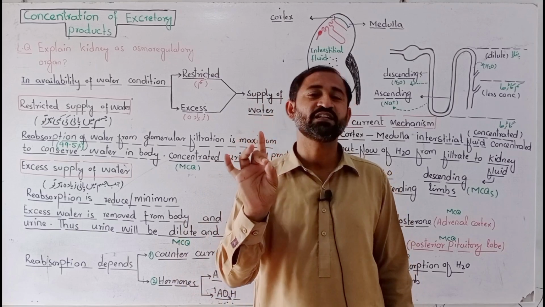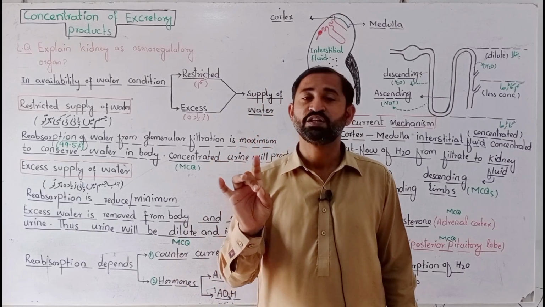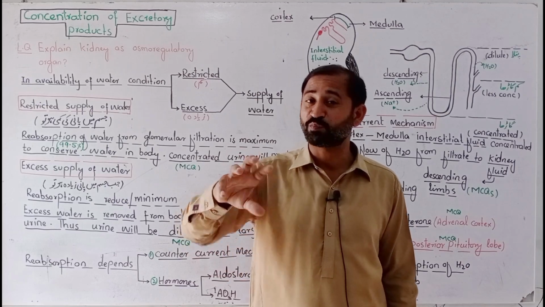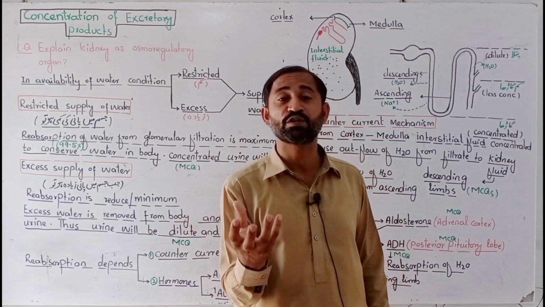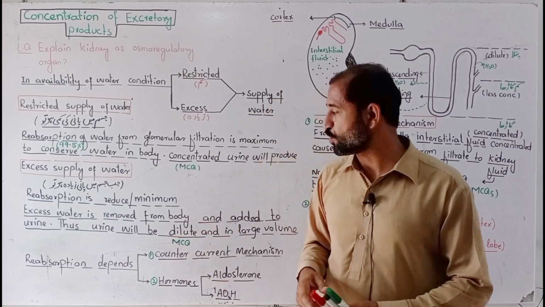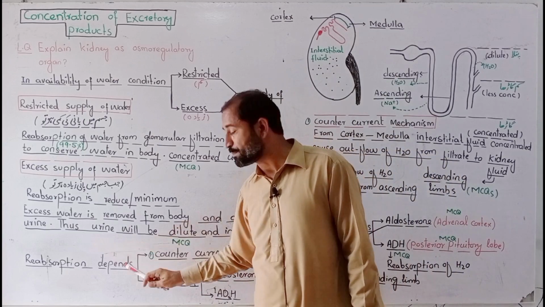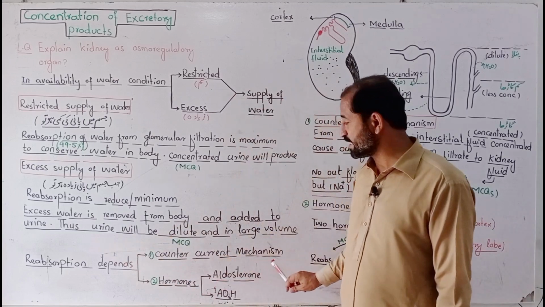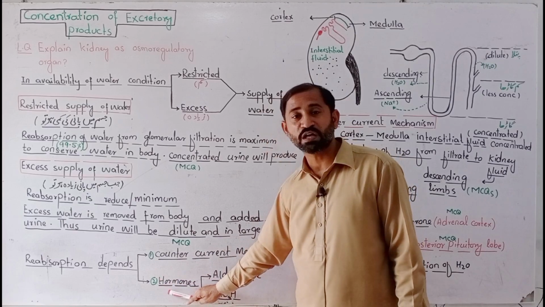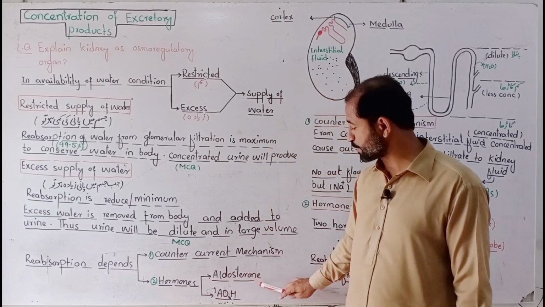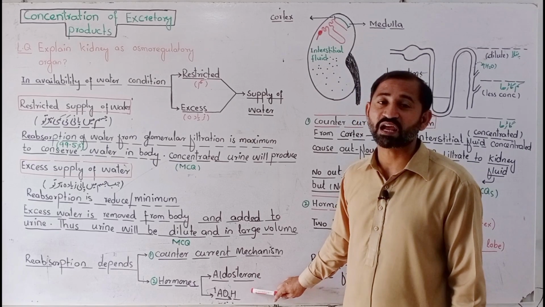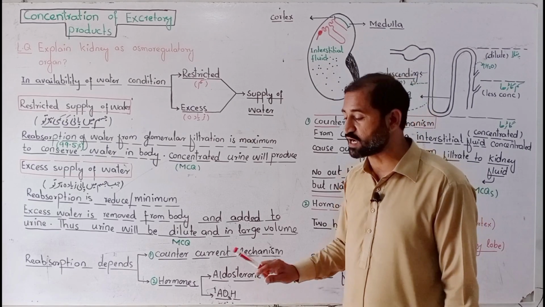And the second thing is hormonal control. There are two types of hormones that are responsible for reabsorption of water and salt from the urine. So we will now discuss them. Reabsorption depends on the counter current mechanism, number one, and hormonal control, number two. And there are two types of hormones, aldosterone and ADH. ADH is the antidiuretic hormone.